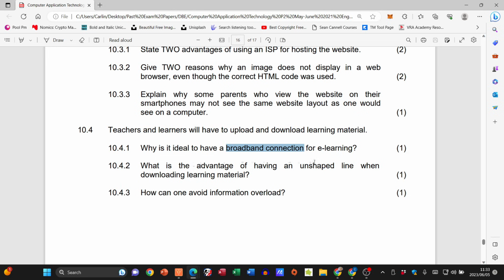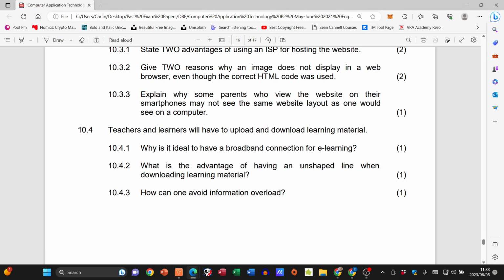Now, what's the advantage of having an unshaped line? What is an unshaped line? What does that mean? Now, in order to understand unshaped, you need to understand shaped. So when we talk about a shaped internet line, we're talking about one where during peak times of usage, the ISP can actually prioritize certain features on your line. So for example, during peak time, they might prioritize downloads only and limit the speed of uploads. They might prioritize emails and general browsing as opposed to downloading. And that just means you'll get more speed for one and less for the other.